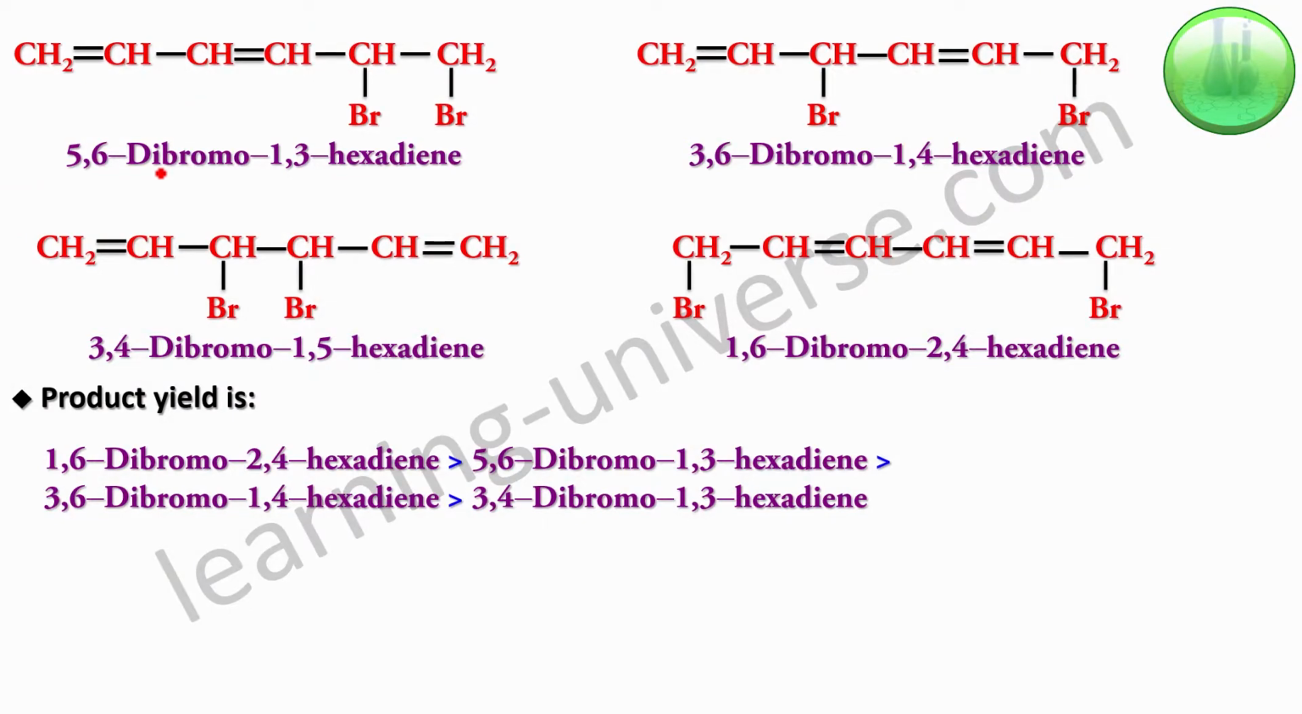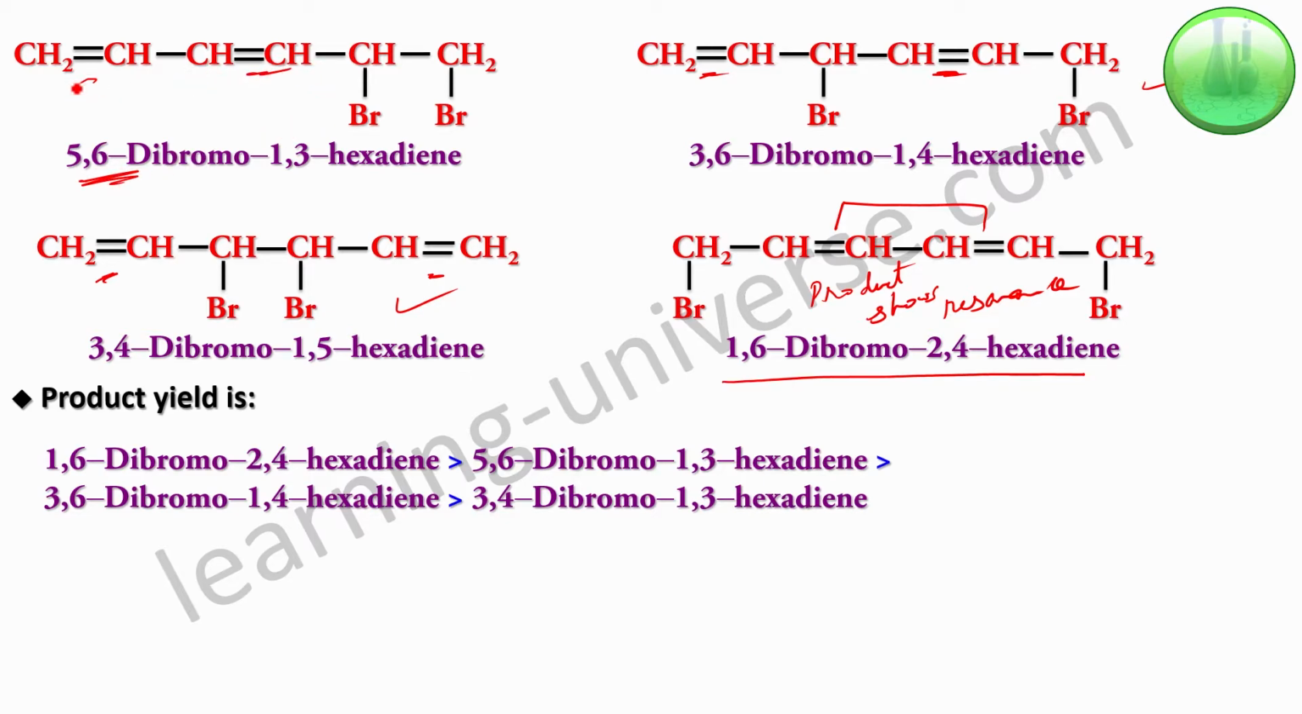Well, the thing goes like this. Look at 1,6. You will notice that the double bonds are conjugated amongst themselves in the product itself. So here the product shows resonance. This is the key here. Look at 3,4 and 3,6. You don't see any resonance. Double bonds are not conjugated. Double bonds are not conjugated. But look at 5,6. Double bonds are conjugated.